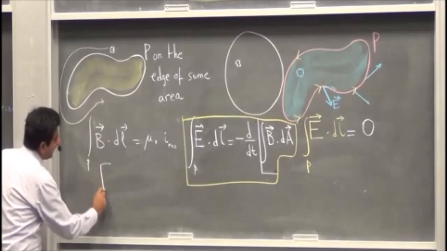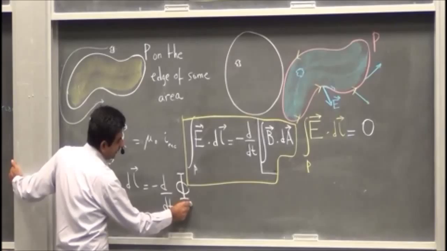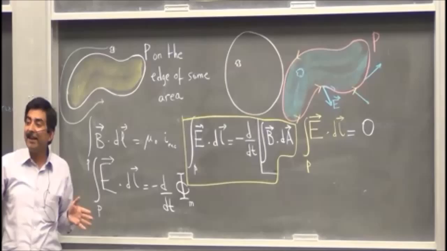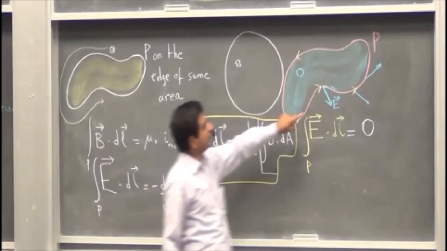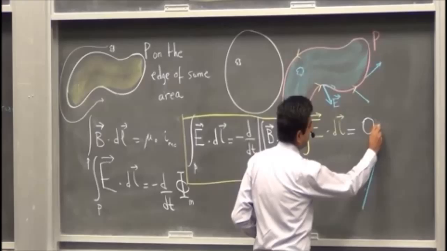So this becomes simpler to understand. In other words, E dotted with dL over a closed path equals minus the derivative of the flux phi. I can also put an M here if I like, magnetic flux through the area that is enclosed by the path. So I make a path, I find the area that is inside the path.